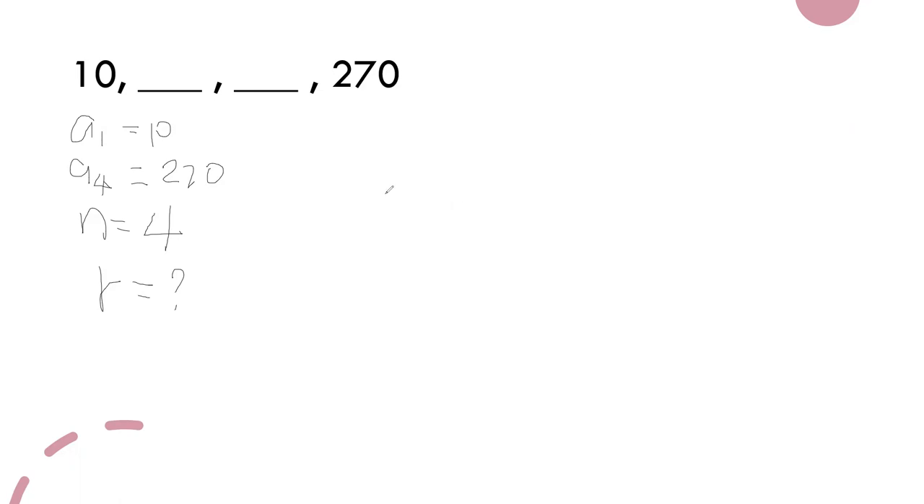So, 270 equals 10 times R raised to 4 minus 1. That will be 270 equals 10 R. What is the number here? 4 minus 1 is 3. So that is R cubed. So that's 10 R cubed. What will we do first?